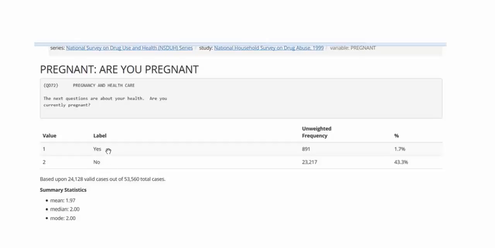You either are a 1 or a 2. You are either pregnant or you are not pregnant. There's nothing in between. So to calculate a mean on a nominal level variable would be silly. It would be nonsensical because it is uninterpretable.